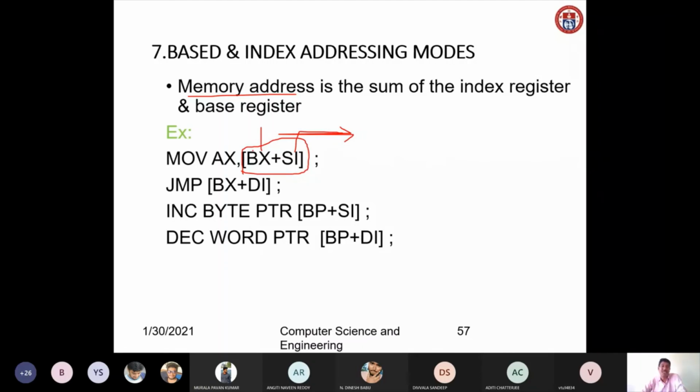Based indexed addressing mode means the memory address is a sum of index register plus base register. Here BX means it is a base register and SI means it is an index register, that is source index. Both will be added and your result will be stored in AX. And here, jump BX plus DI. BX is again a 16-bit base register and DI is the destination index. Both will be added and it will jump to the particular location.